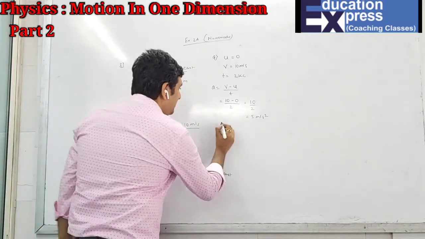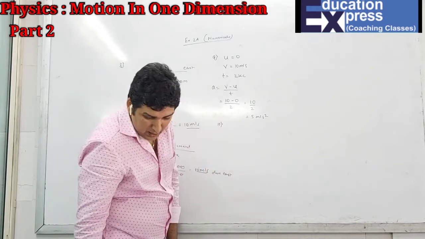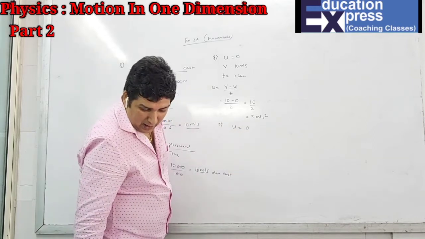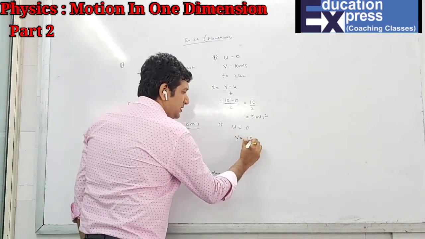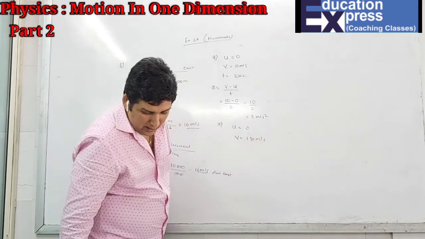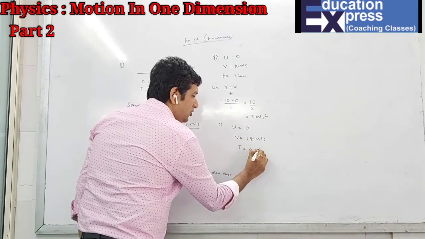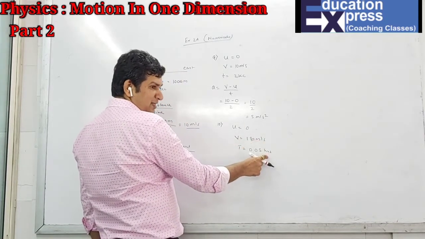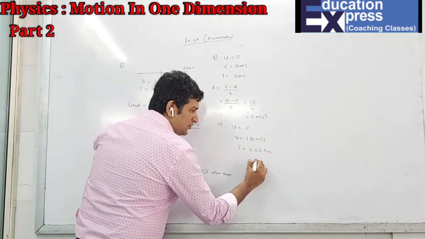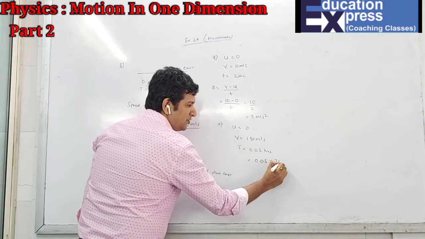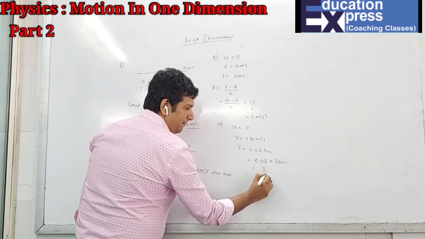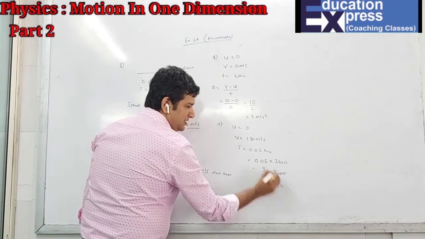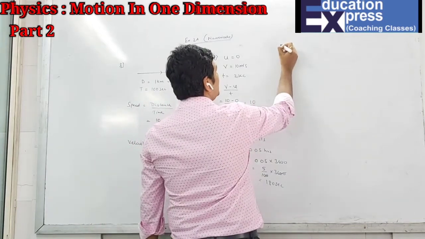10th sum, again the same thing. A car starts from rest. Rest means initial velocity is 0, and acquires its final velocity as 180 meter per second in time 0.05 hours. So as we can see, it's meter per second. This also has to be in seconds only. So how to convert this into seconds? So obviously 0.05, 1 hour is 3600. If I remove the decimal over here, I get 180 seconds.